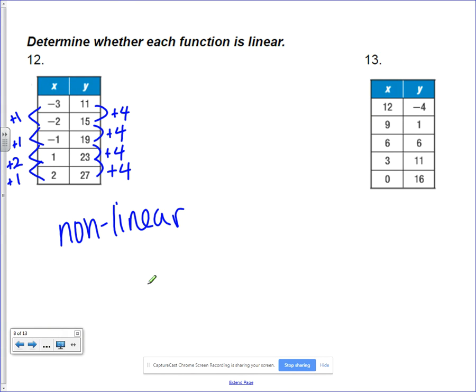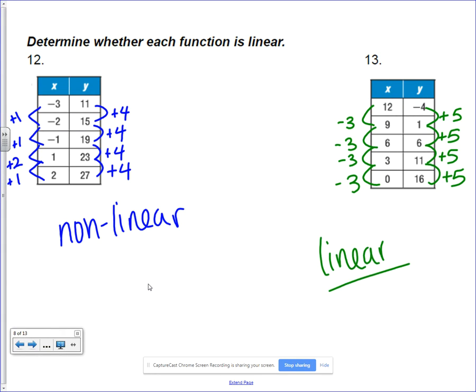Let's try the next one. What happened here? How about here? How about here? Everybody agree those are all -3s? Looking pretty good, right? How about over here? +5. How about here? How about here? How about here? Did the rate of change stay the same for the x's and the y's? So is it linear? Yes. You're going to cave in, Gage, and do it my way?